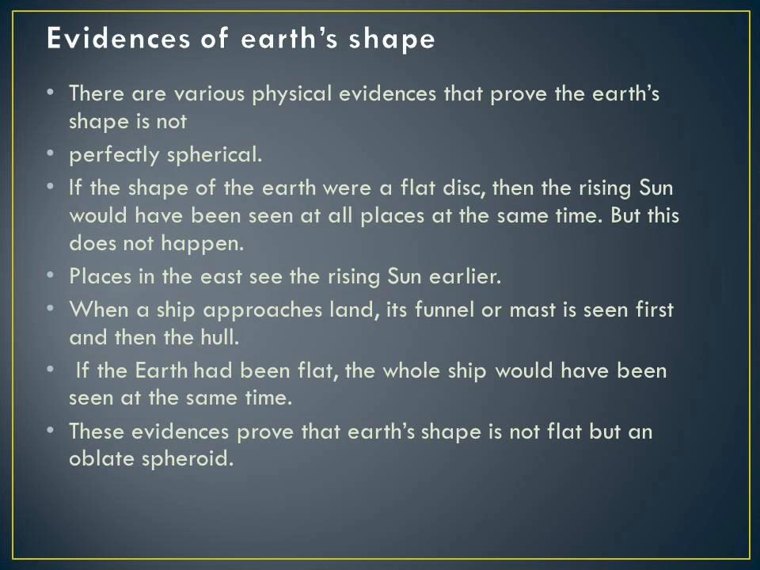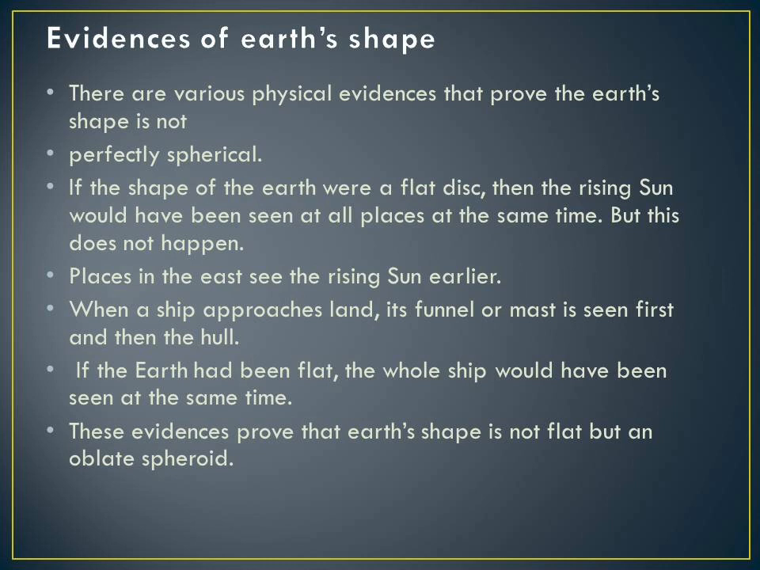The first evidence is that if the shape of the Earth were a flat disk, then the rising sun would have been seen at all places at the same time. But this never happens. We do not see the rising sun at all places at the same time. Places in the east see the rising sun earlier than the west, north and southern places.